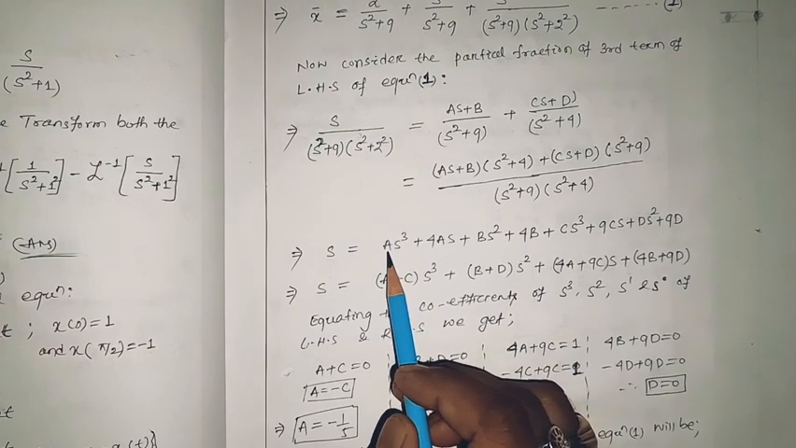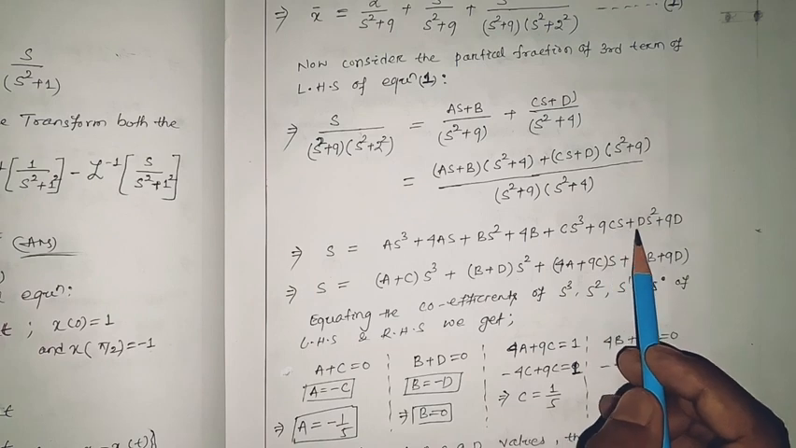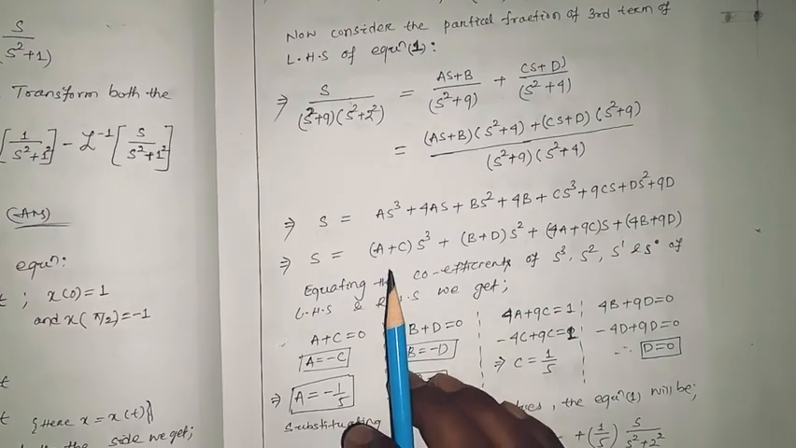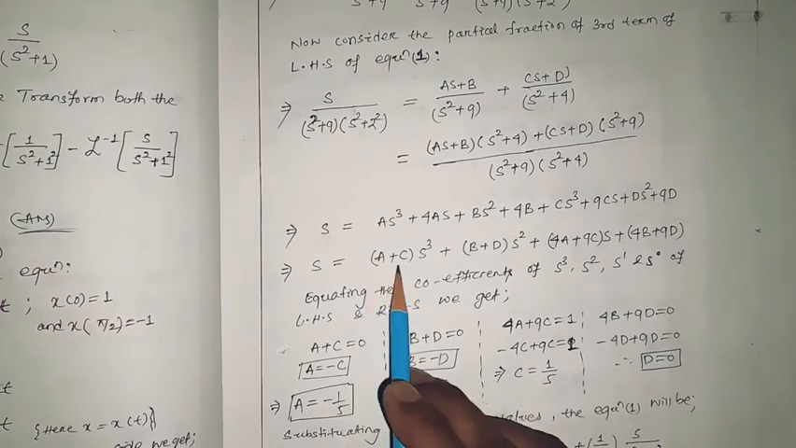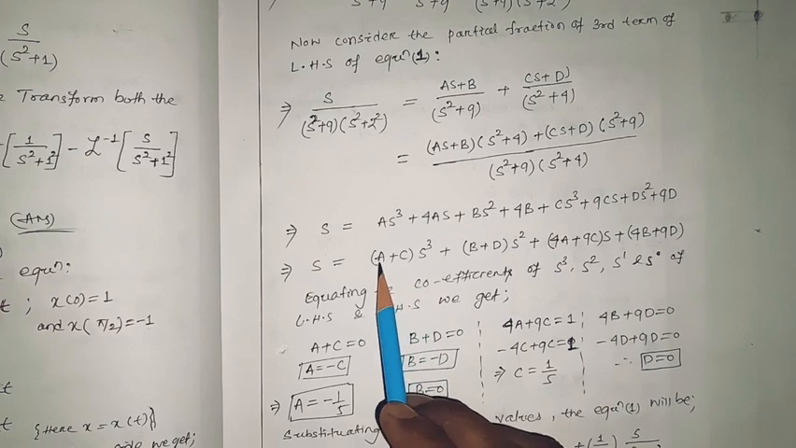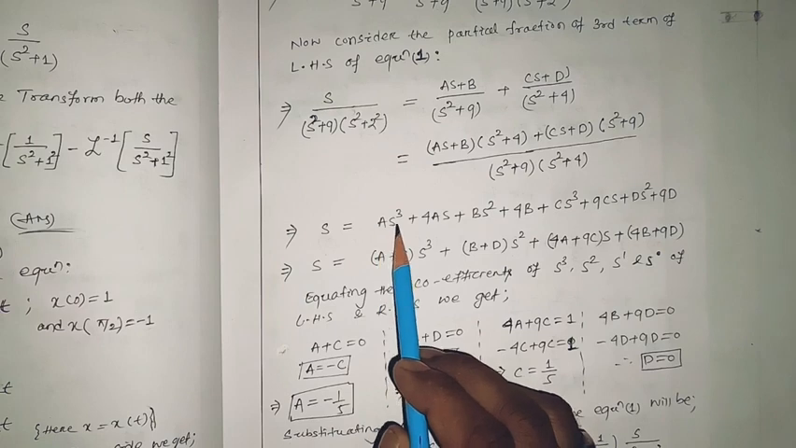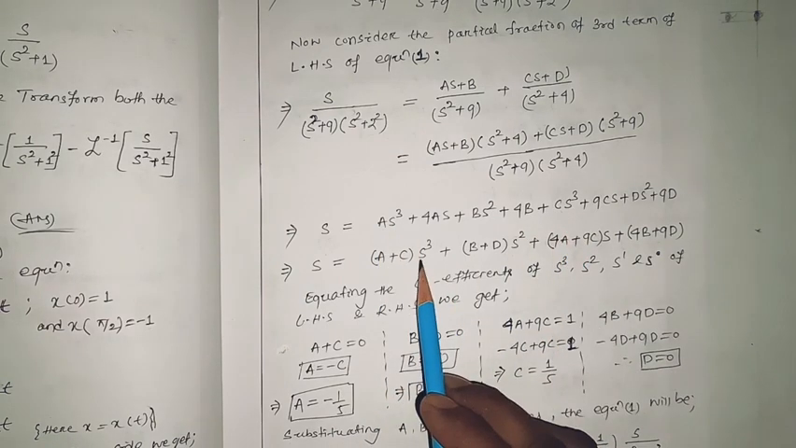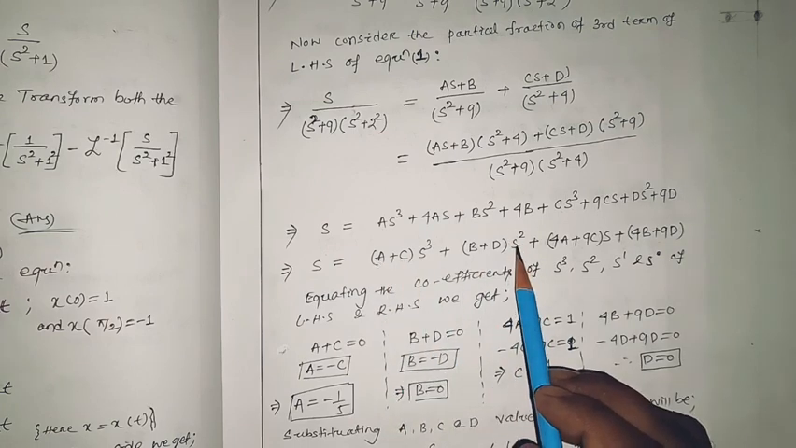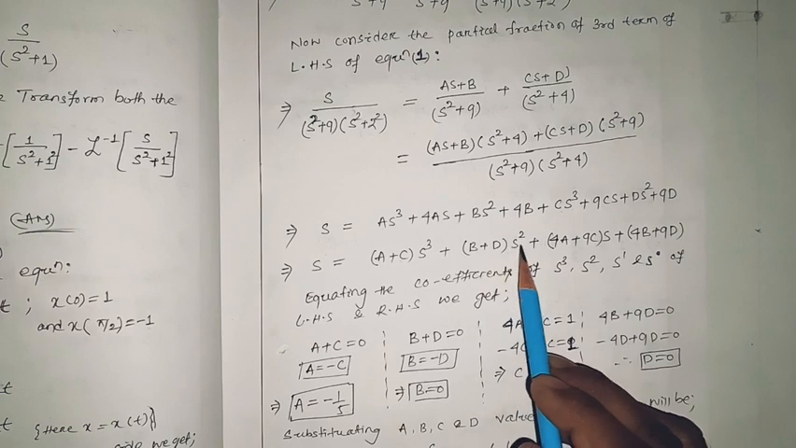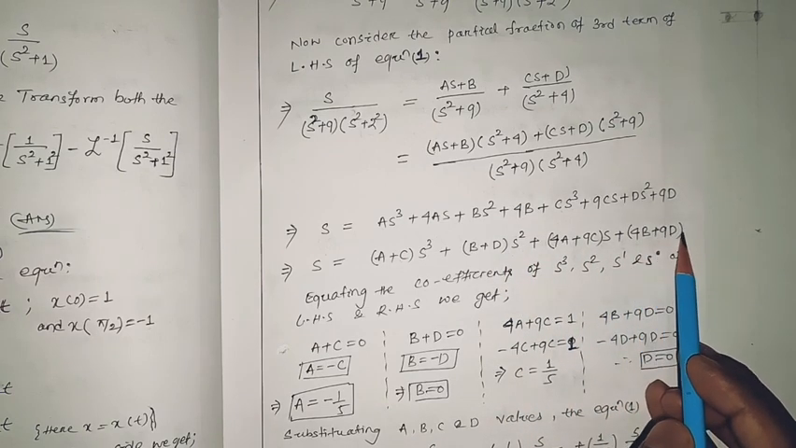So what we found: a s squared plus 4as plus b a squared plus 4b plus c s squared plus 9cs plus d a squared plus 9d. Here we have written it systematically: a plus c is the coefficient of s squared. Here you can see s squared, here c s squared, taking s squared common, we get a plus c, and a squared is there, so b plus d a squared, and 4a plus 9c is the coefficient of s, and 4b plus 9d is the constant.